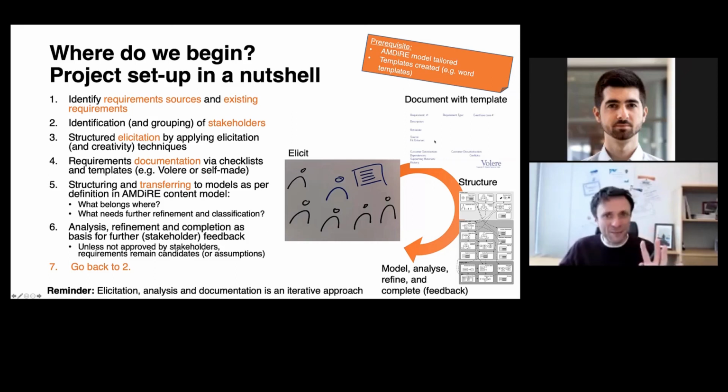Now, fifth step, and this is what separates this more agile, solution-oriented way from the engineering requirements engineering way. When I'm working following Scrum, having these post-its expressing some user stories should be enough. What we do now is the following. We take all those notes and transfer them to models as far as we can using the AMDIRE content model. We take all the input we have and put it on AMDIRE.